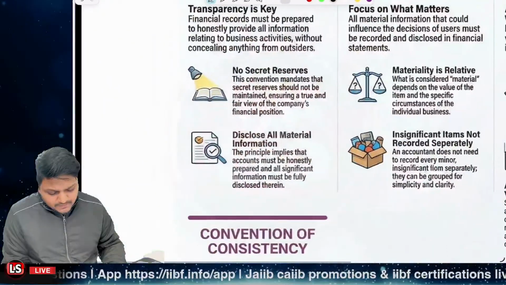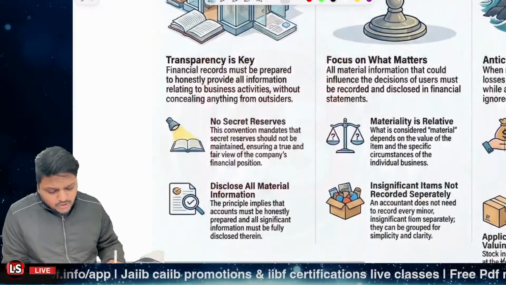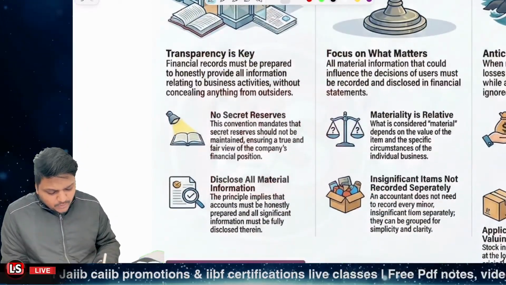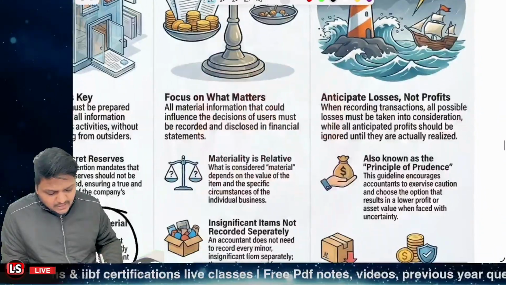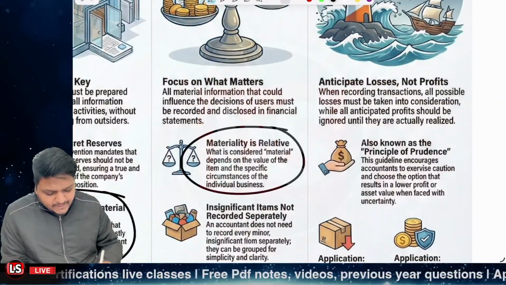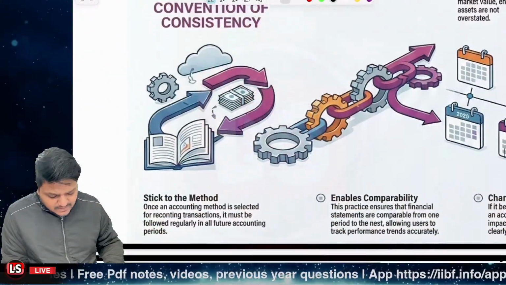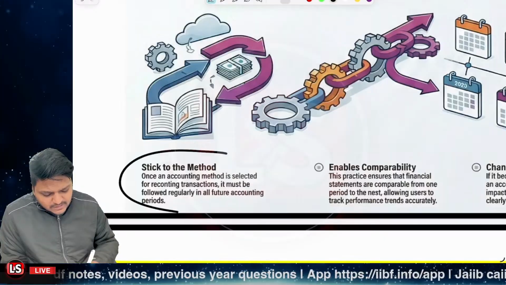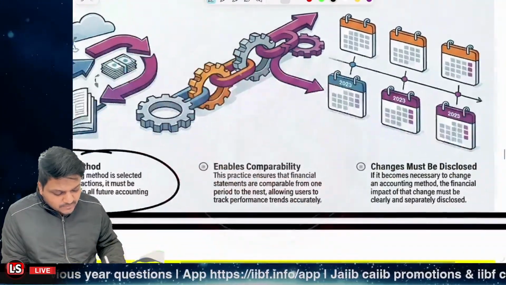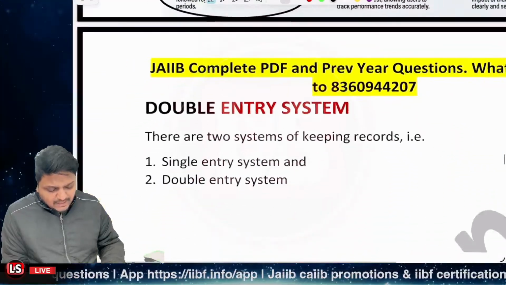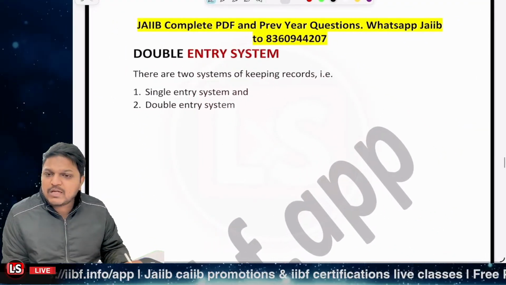And further, if we look at the details, as per the convention of full disclosure, no secret reserves should be there and all the material information should be disclosed. And as per the convention of materiality, only what matters should be recorded and materiality must be relative. And further, convention of consistency, that we should be sticking to the methods that we are following, and if there are any changes, we should be able to compare those changes, right? So that's the case. After that, it's related to the double entry system.